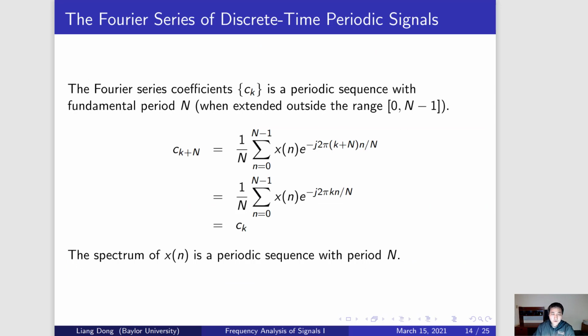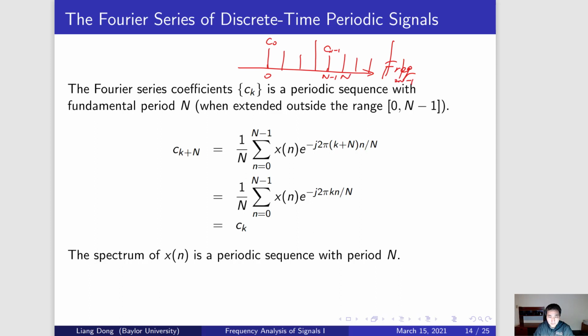The Fourier series coefficient c sub k is a periodic sequence with a fundamental period N. When extended outside the range of 0 to N minus 1, we know that it repeats itself. So in the frequency domain, as we already said, all these coefficients, c0 to c N minus 1, will repeat from N to 2N minus 1.